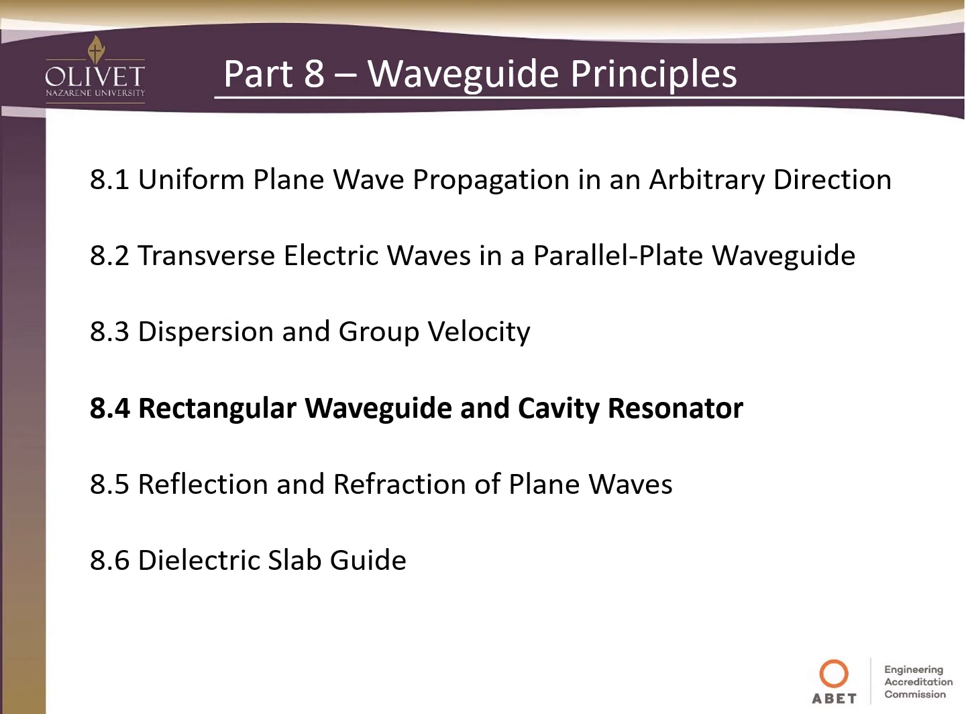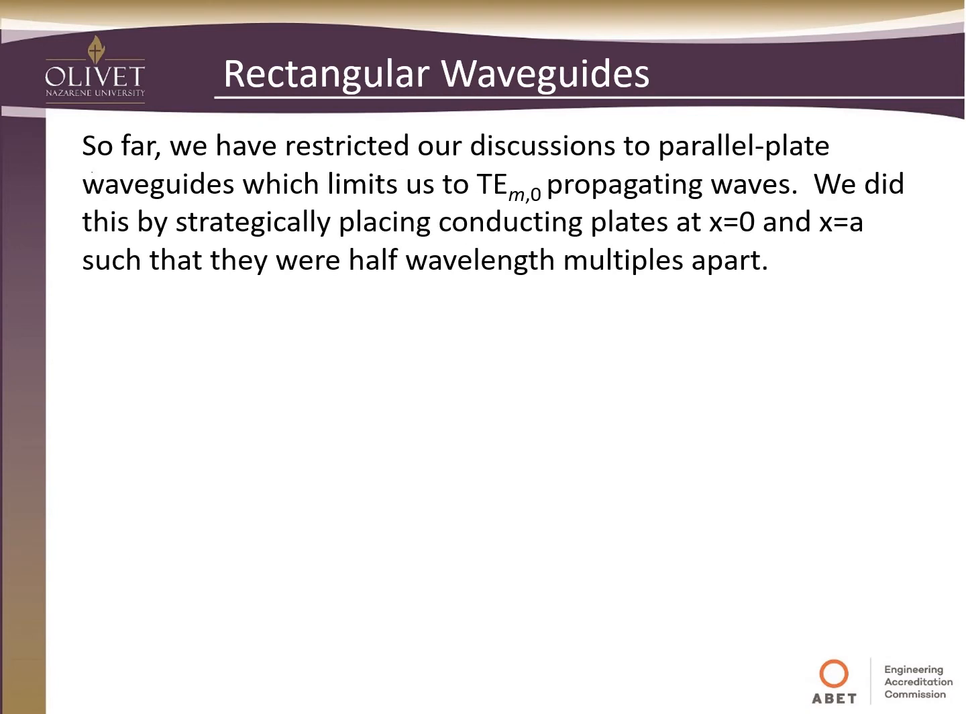As I said, we're continuing on in part 8 of the course, and we're looking at rectangular waveguides and cavity resonators. So far, we've restricted our discussion to parallel plate waveguides, and when we do this, it limits us to TEM, 0 propagating waves. We did this by strategically placing conductive plates at x equals 0 and x equals a, such that a, the distance between the two plates, is a half wavelength multiple apart.